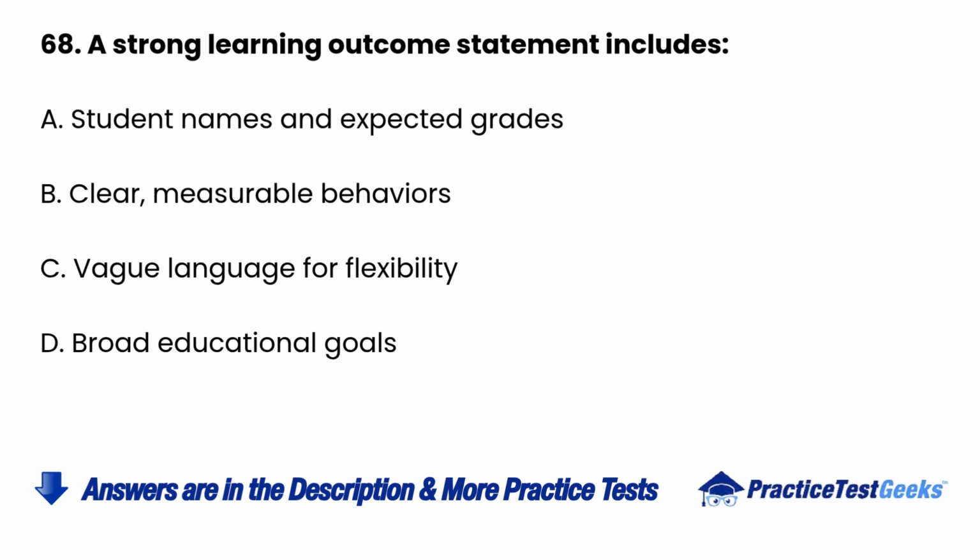68. A strong learning outcome statement includes A. Student names and expected grades. B. Clear, measurable behaviors. C. Vague language for flexibility. D. Broad educational goals.